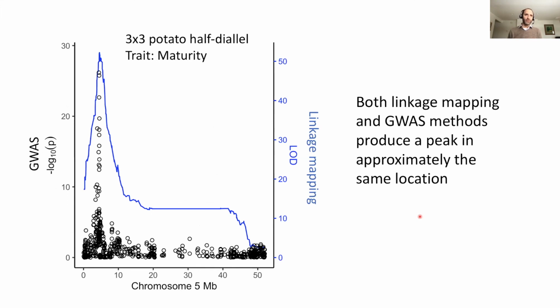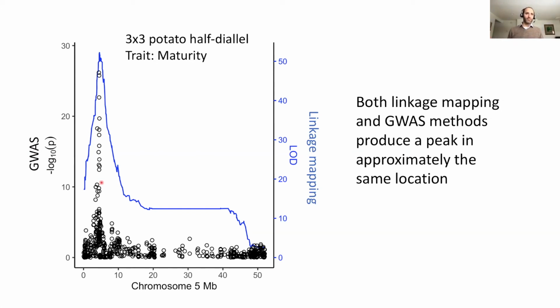And just to illustrate how this plays out in a real example, here is that 3x3 potato half-diallel, which I can analyze in two different ways. I can analyze it using a GWAS methodology. The black circles are using the GWASpoly software to analyze it. The trait in this case is maturity, and the way we represent significance is minus log of the p-value. Then we can analyze the same data set using the linkage mapping software, and that's the blue, which is on the right axis.